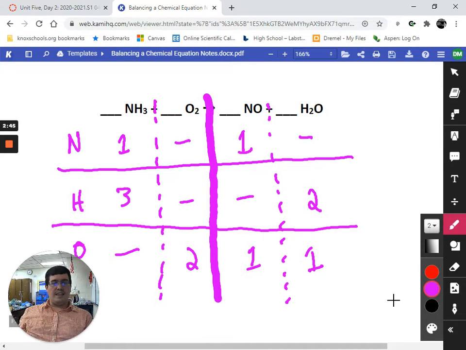Whew. So when we're looking at this, it's 1 to 1 here. Check. It's 3 to 2 here. Uh-oh. And it's 2 to 2. There's 1 plus 1 on this side. So believe it or not, that one right now balances out.